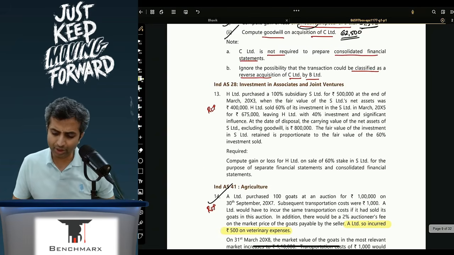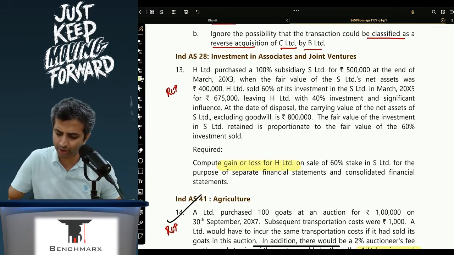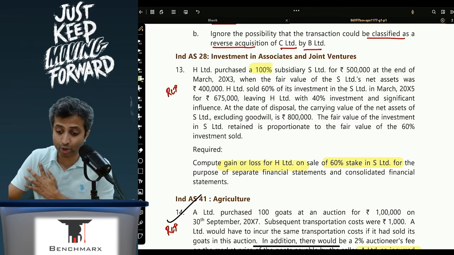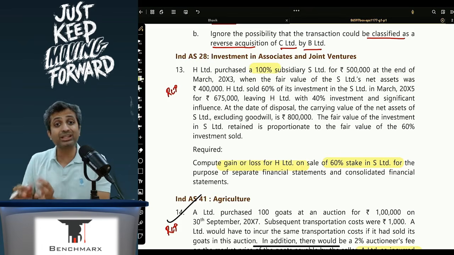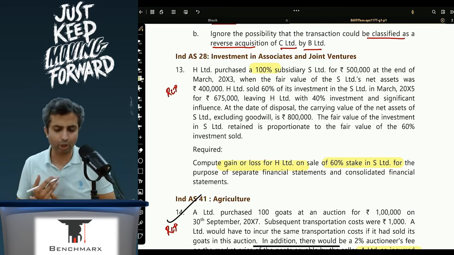Okay, then you have investments in associates and joint venture. Here you have to find the gain or loss on the sale of 60% stake in S for the purpose of SFS and CFS. In this case, it's a 60% stake. Earlier you had a 100% stake. So this is a case where there is loss of control. Question 12, the big question, was a case where there is no loss of control. Here there is a loss of control.